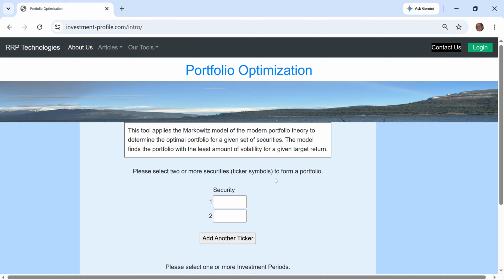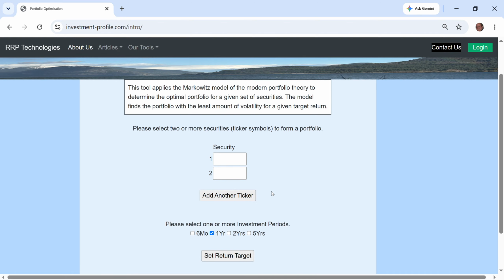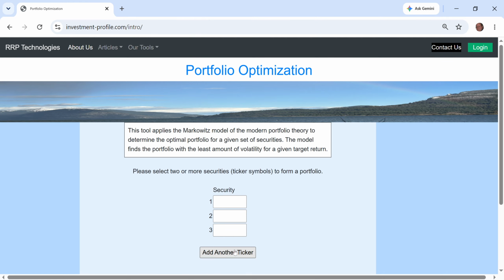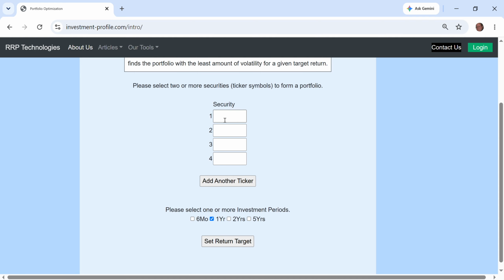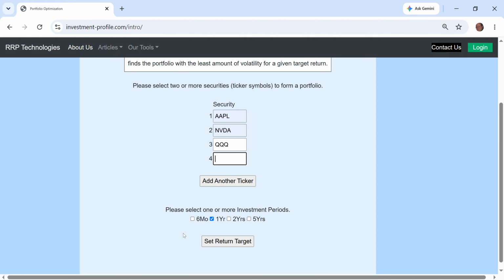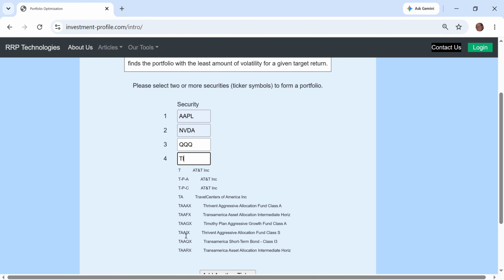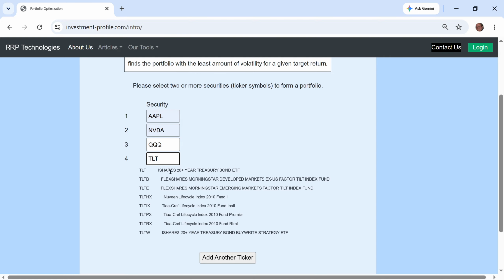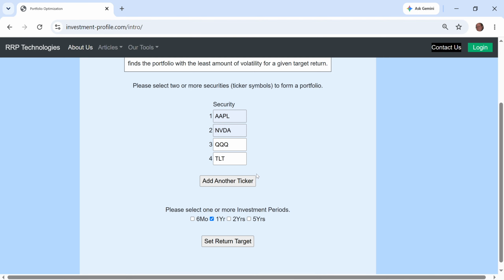So in this video, I am going to optimize a 4-security portfolio, or 4-ticker portfolio. I'm going to select Apple, NVIDIA, QQQ, which is an ETF for the NASDAQ 100, and finally TLT, which is a long-term treasury bond fund.